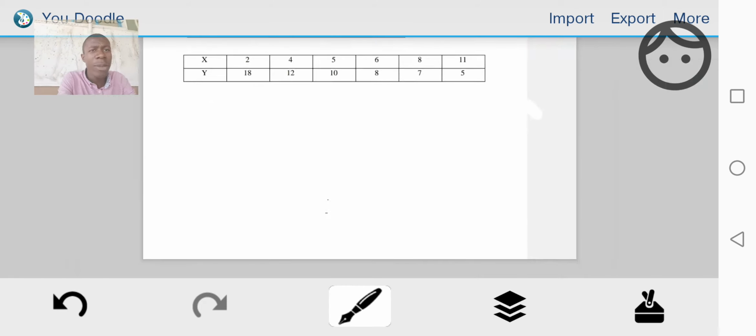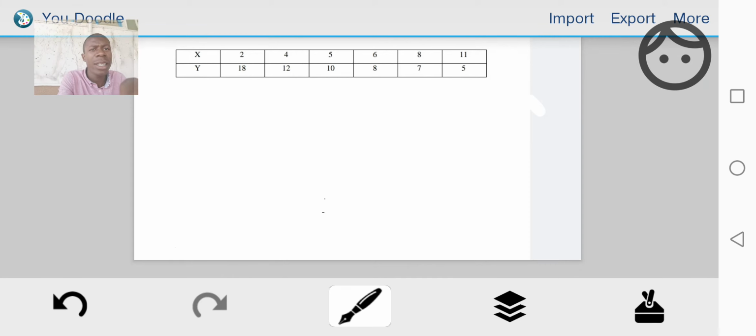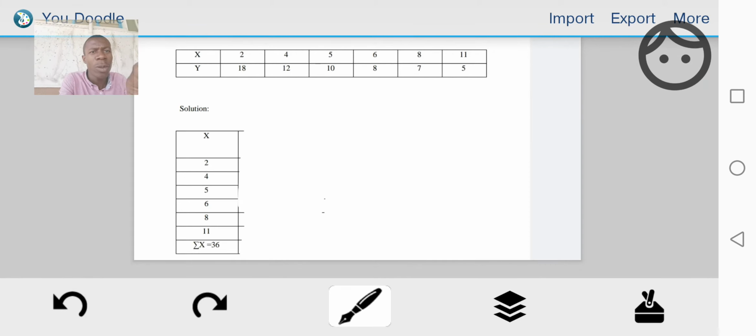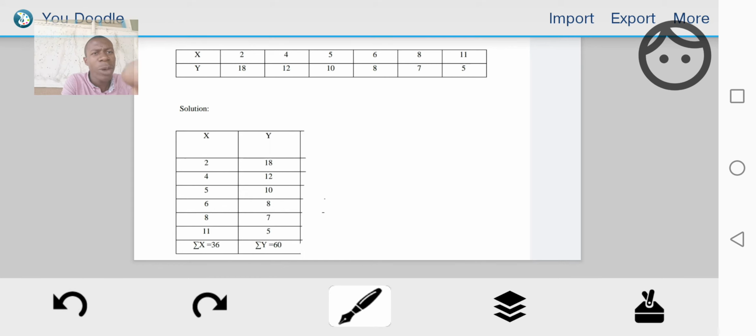First of all, the best thing we'll have to do is write this in a table. So we say solution. We write the variables of x, which are 2, 4, 5, 6, 8, and 11, then we sum them. When we add each of these variables, what we get is called the sum of x, which gives us 36. We do the same for the variables of y: 18, 12, 10, 8, 7, and 5. We sum these, and we get the sum of y.